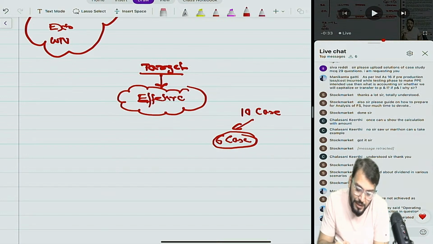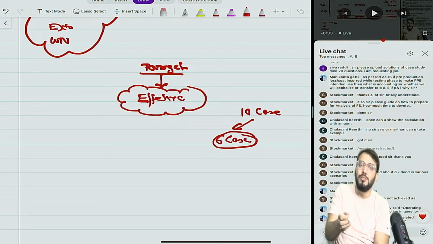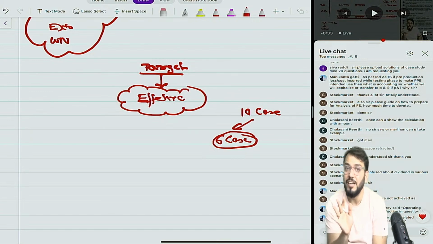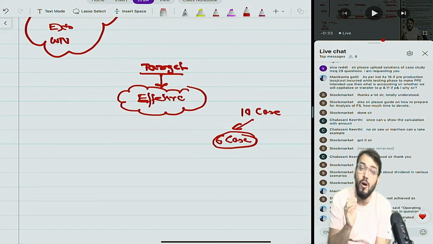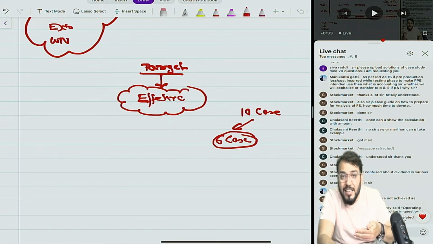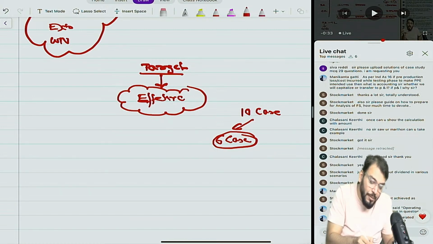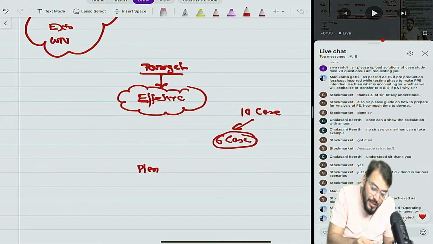Correct. Manikanta, in the question they said operating losses before commercial production. In the question, operating losses means what? Operating losses is something different. Testing cost is something different. Operating losses means what? You have started, just try to understand, the plant was ready.